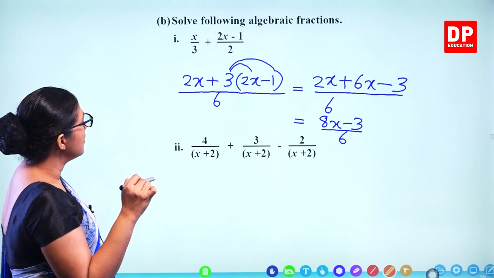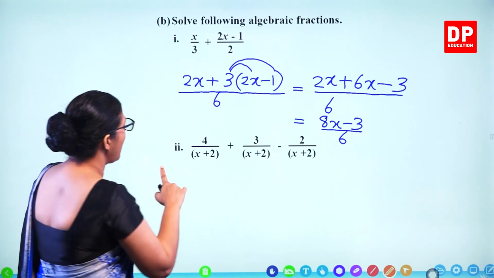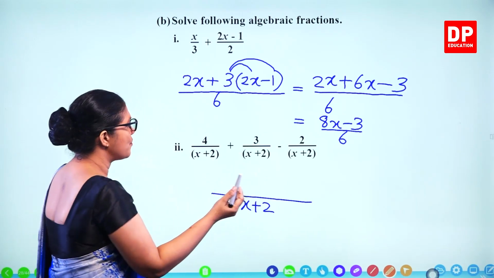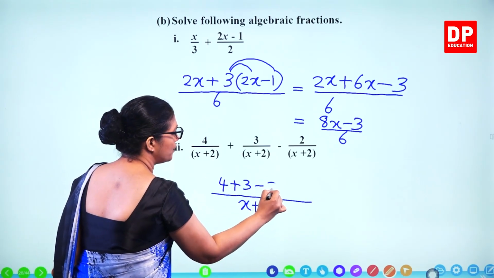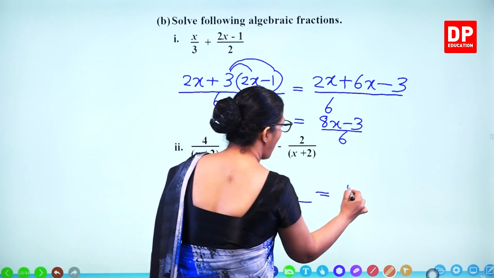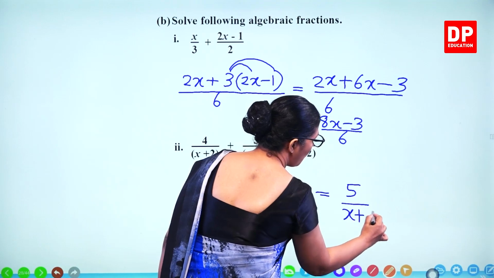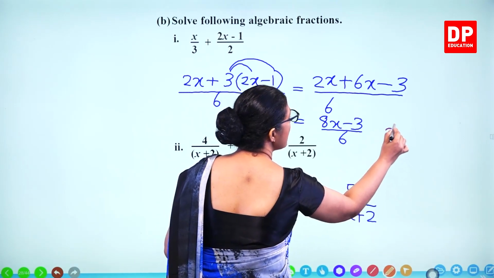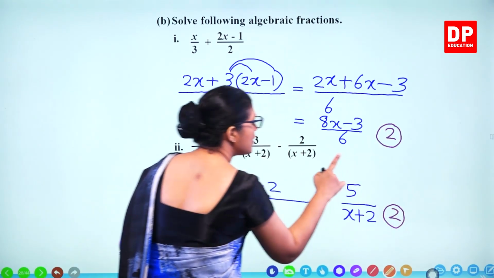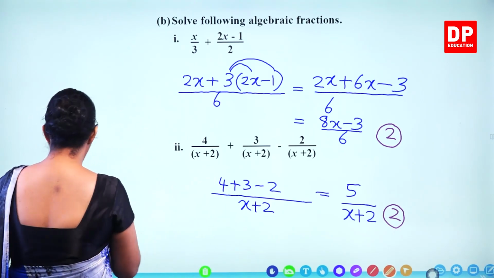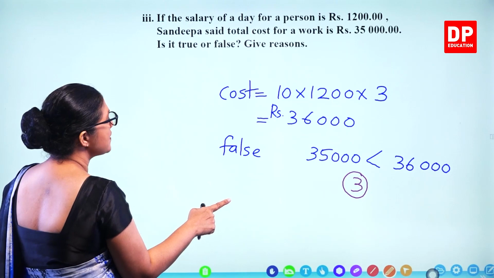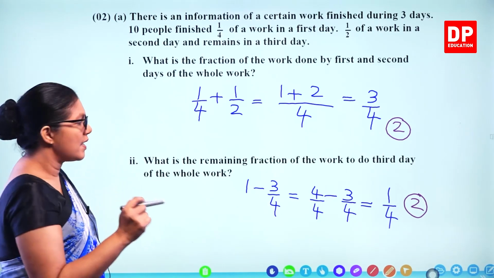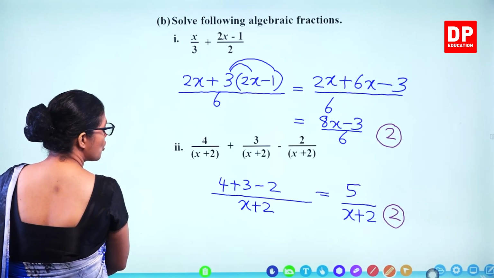And the next one, again an algebraic fraction. You can write x plus 2 as the common denominator. Just add and subtract. So 4 plus 3 minus 2. So 7 minus 2, 5, over x plus 2. How many marks for this one? 2 marks and 2 marks. We'll see whether the total is okay. 2 and 2, 4. 4 plus 3, 7. 7 plus 4, 11 marks. So that's correct. So 11 marks for this question.